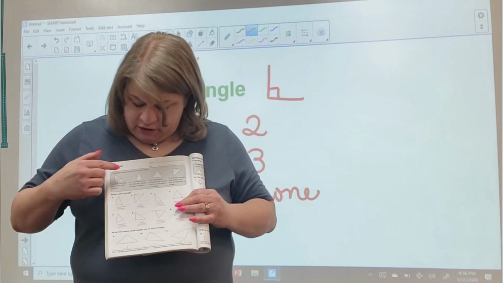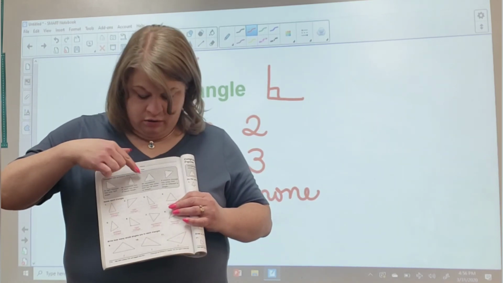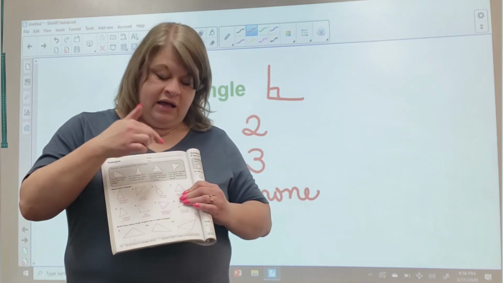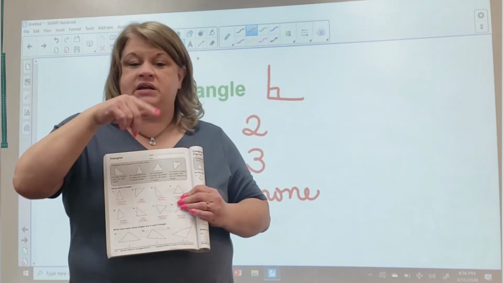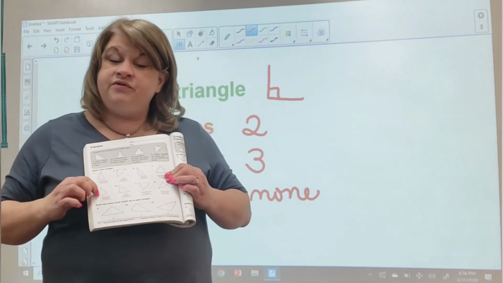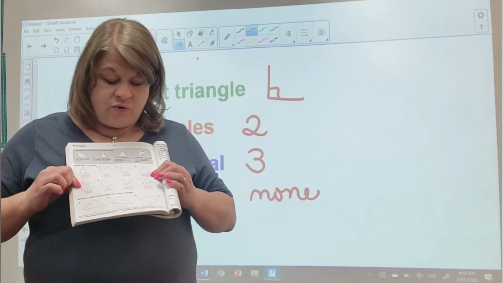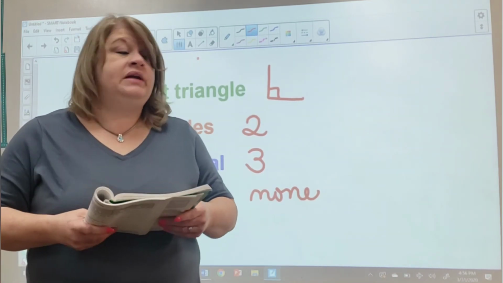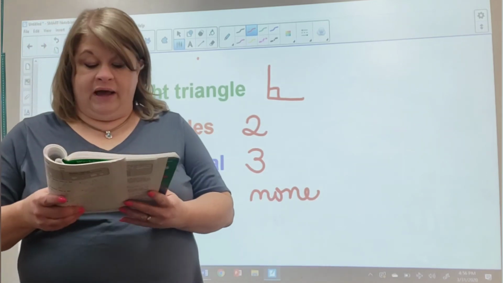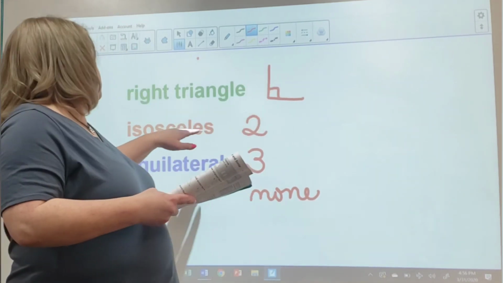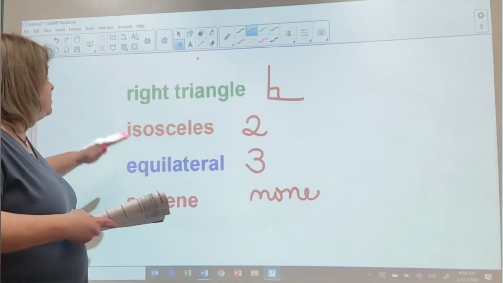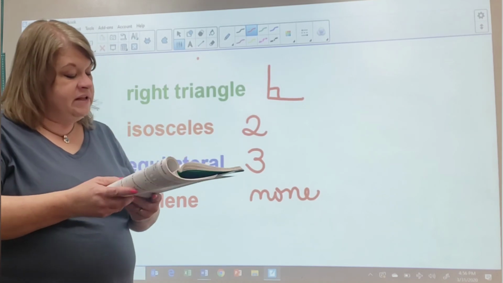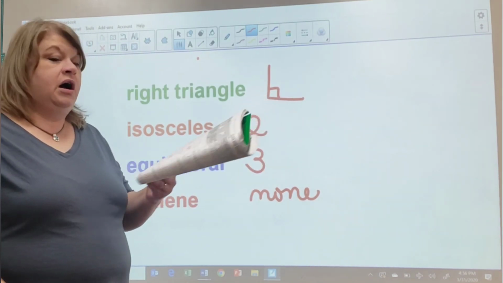Here it shows a right triangle, an isosceles triangle, an equilateral triangle, and a scaling triangle. It has marks like I put up there to show how many sides are the same. On this first section, you are going to write what kind of triangle it is. You don't have to write the word triangle. Let's write what the word is, okay? You either write the word right, isosceles, equilateral, or scaling. Don't abbreviate, write out the word. On the bottom, it says write how many acute angles are in each triangle.